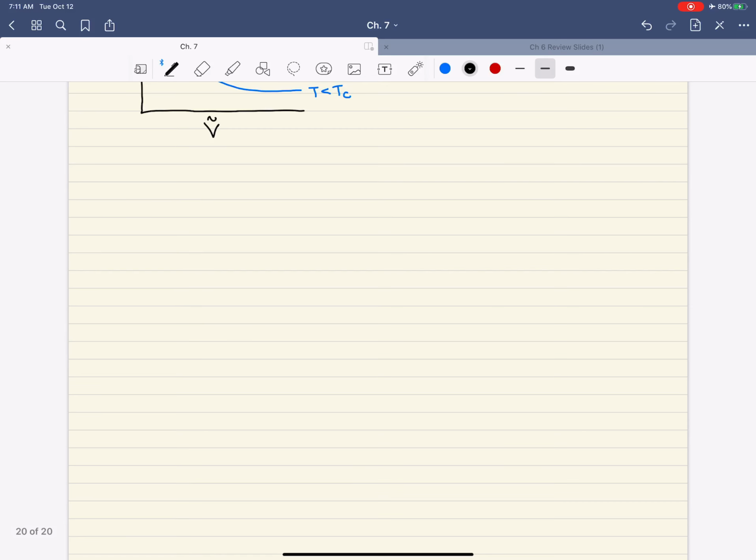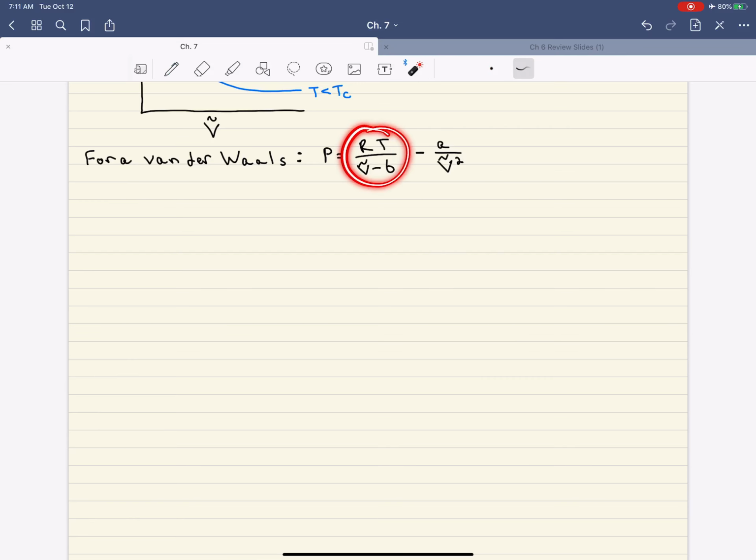Let's now consider another equation of state, the van der Waals equation of state, or the van der Waals fluid equation of state, I should say. For van der Waals, pressure is equal to RT over V minus B, minus A over V squared. With the van der Waals equation, we have a first term that looks like the ideal gas term, but the second term here is our attraction term.